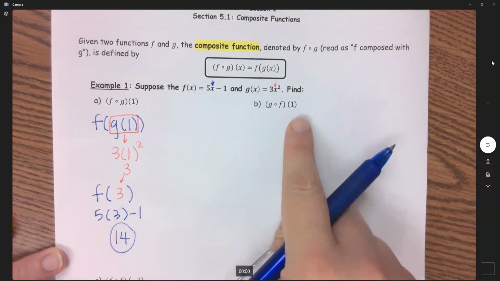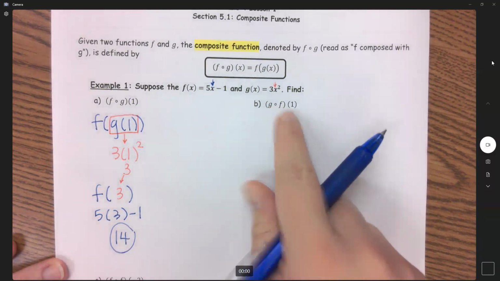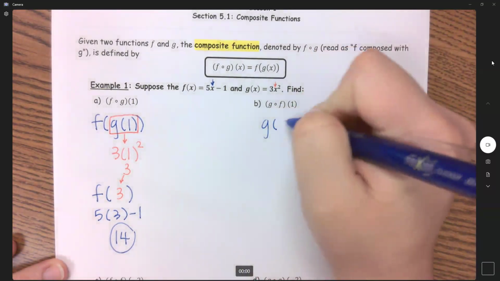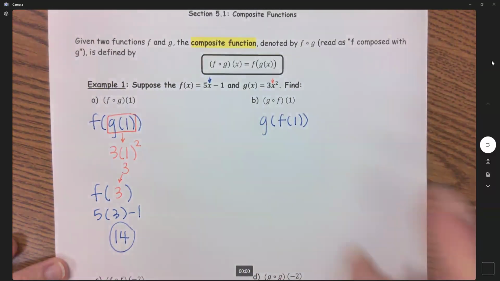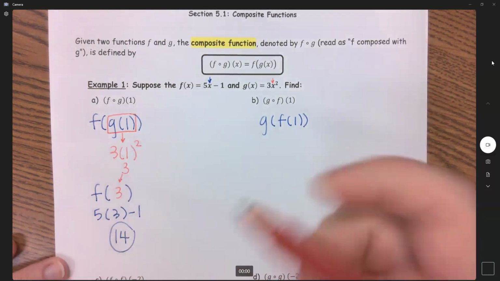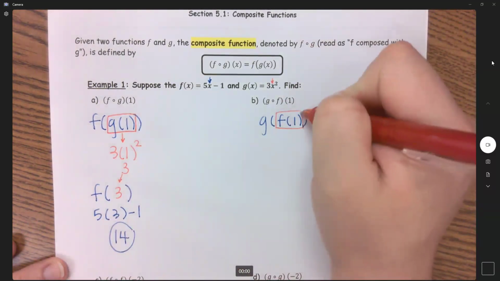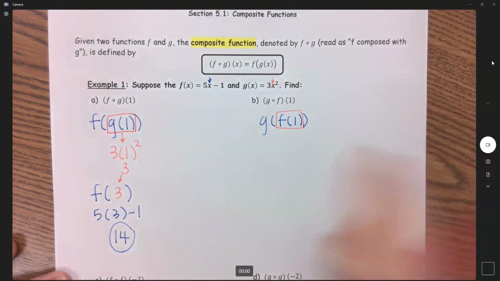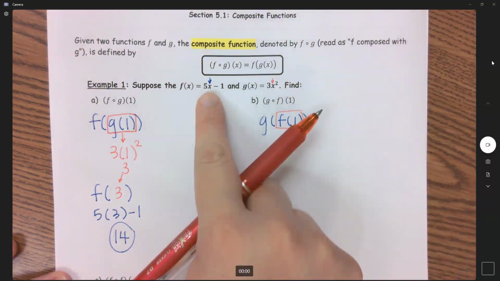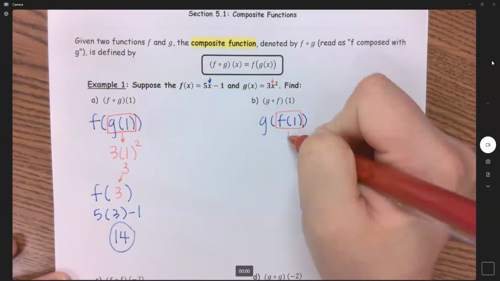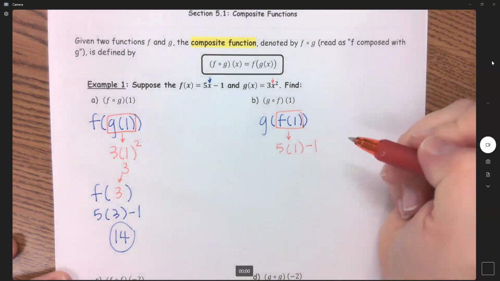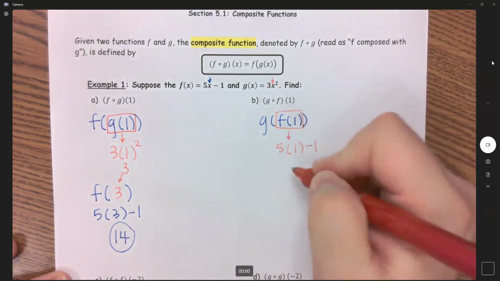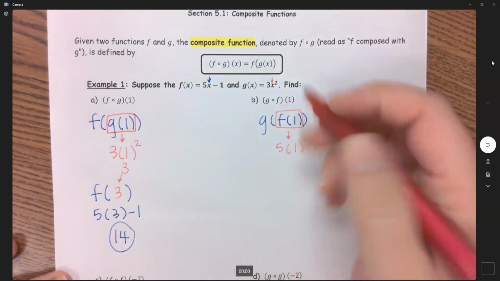Now in part B, we're going to use the same two functions, but now we're going to go opposite. So if I have g composed of f of 1, that is g of f of 1. So let's see if order matters with composites. We'll start inside. So first we need to come over here to our f of x and evaluate when x equals 1. So I have 5 times 1 minus 1. So we get 5 minus 1 to give me 4.